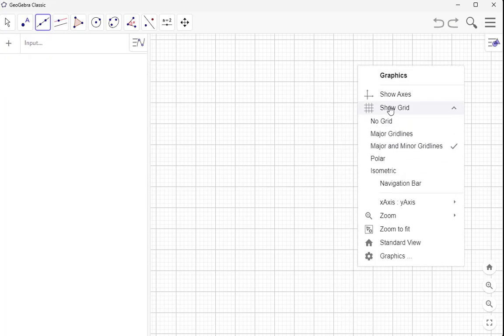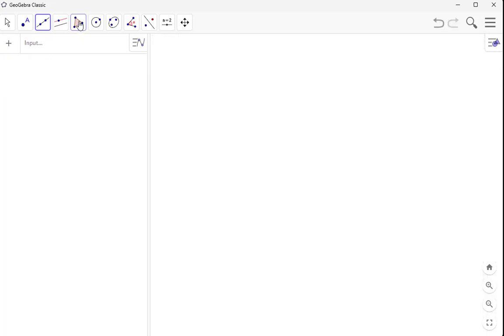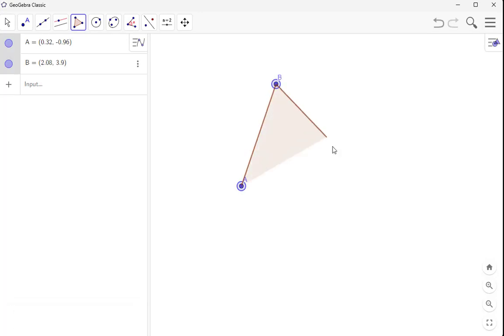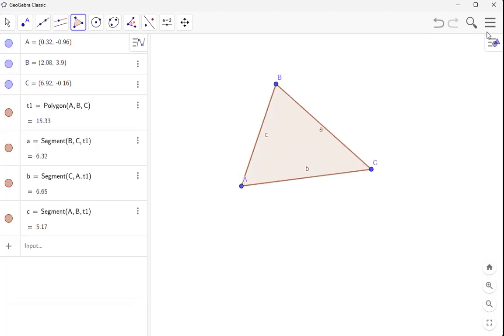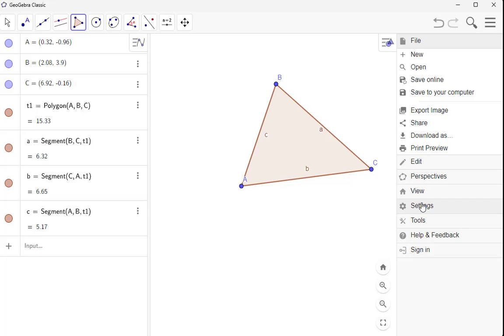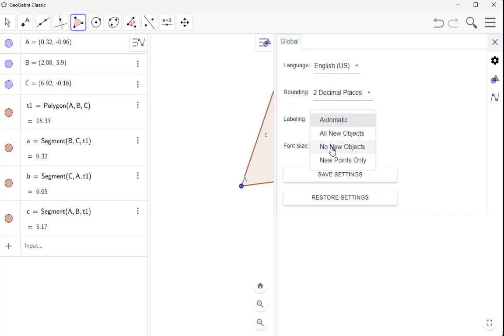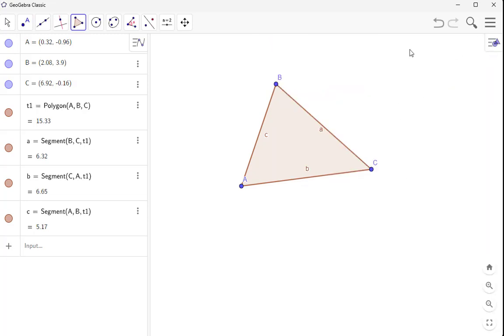Let me turn the grid off. So let's say we have a triangle ABC. Let me turn off some of the labeling as well. We don't need to label everything. Let's do new points only. So I'm going to go over the 4 classic centers here. 2 of them are associated with circles, the incenter and the circumcenter, but let's do the ones that are not first. Let's look at the centroid first.